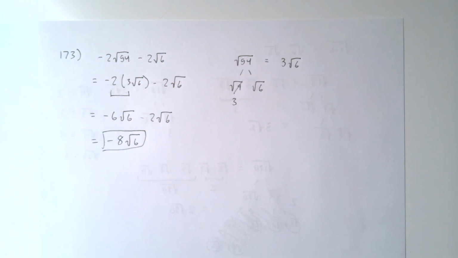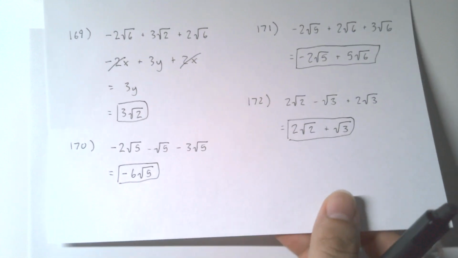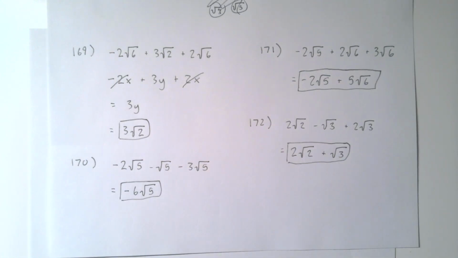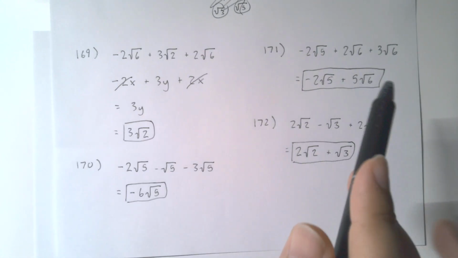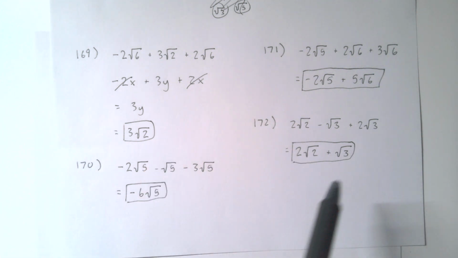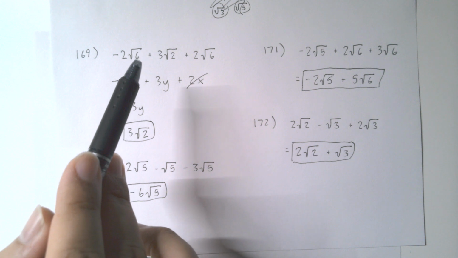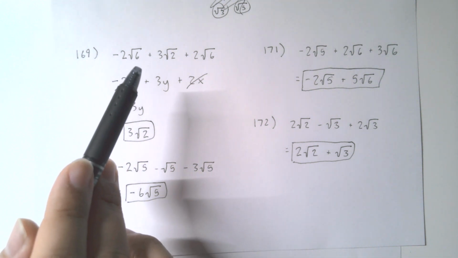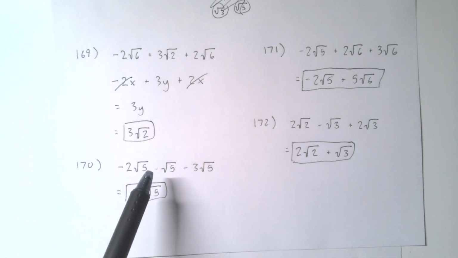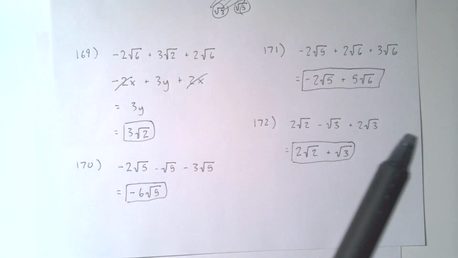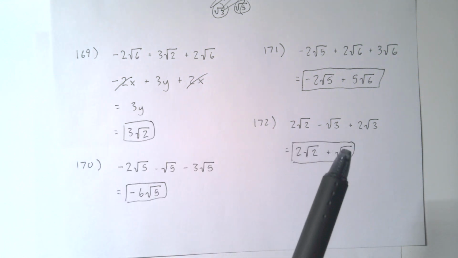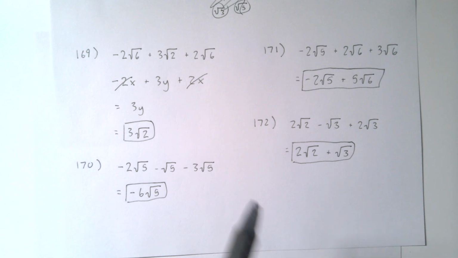So, looking at the previous problems, we didn't check for that because I wanted to stress these properties over here that we can just add and subtract them. None of these actually simplify. 6, you can't divide it by a perfect square. Neither can you do 5 or 2 or 3. All of those are already simplified as much as they can be.